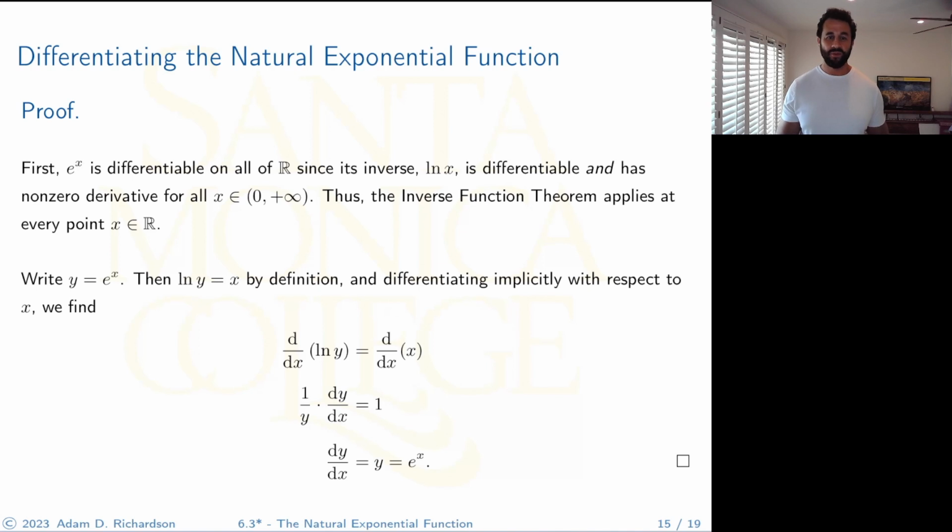Pretty cool. Now, we can write y equals e to the x, and then we can use logarithmic differentiation. So we're going to take the log of both sides. This means ln of y equals x. Then we can differentiate implicitly with respect to x, just like we did in the previous section, and we'll get this. Derivative of ln of y is 1 over y times dy dx. Derivative of x is 1, and then solving for dy dx gives us this. So the exponential function is its own derivative. Pretty wild.